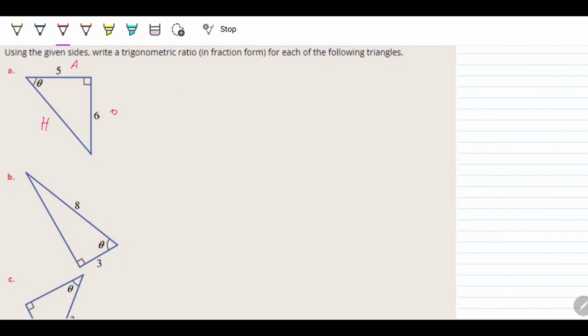So now you have to ask yourself, what do we have? I have the adjacent and I have the opposite. So that means that this ratio is going to be tan theta equals opposite over adjacent. Okay, so in other words, tan theta equals O over A. O we know is 6. A we know is 5. Okay, remember your acronym, SOHCAHTOA.